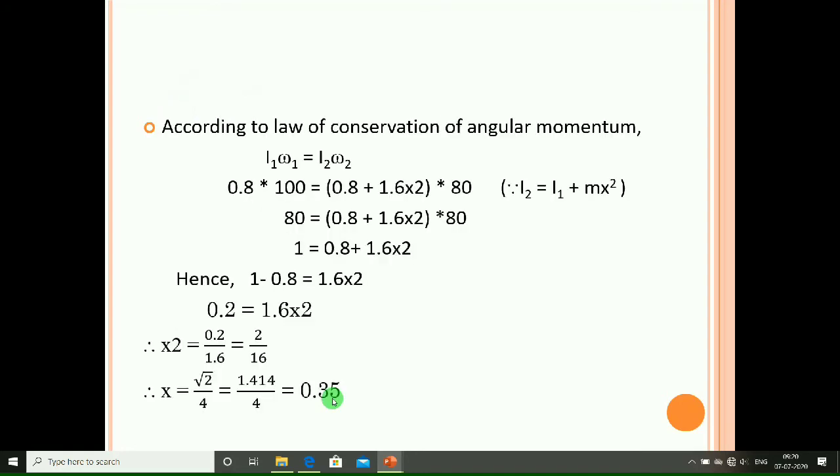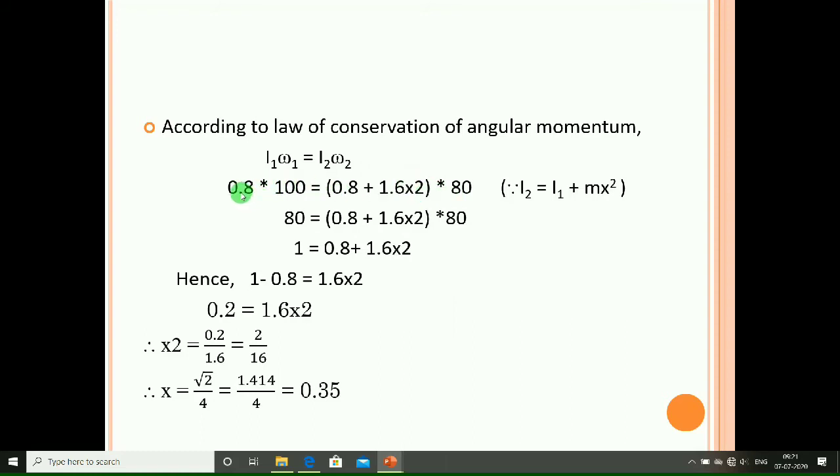Next, you will take the application of conservation of angular momentum. So I1 omega 1 will be equal to I2 omega 2, right? Initial angular momentum will be equal to final angular momentum. So I1 is 0.8, we calculated already. Omega 1 is given to you as 100. I2 will be I1 plus mx square. So I1 is 0.8 plus small m is 1.6, x square as it is. Omega 2 is 80.